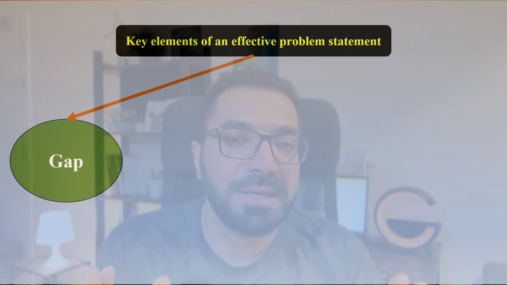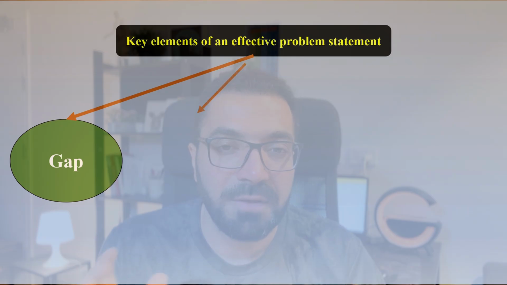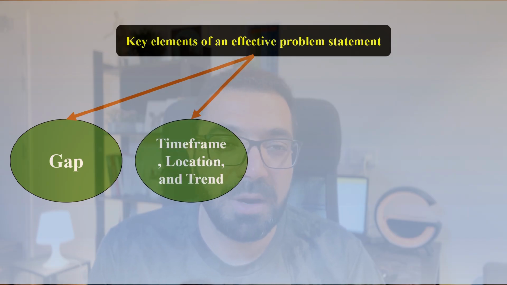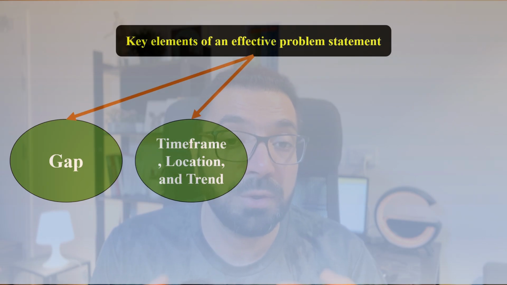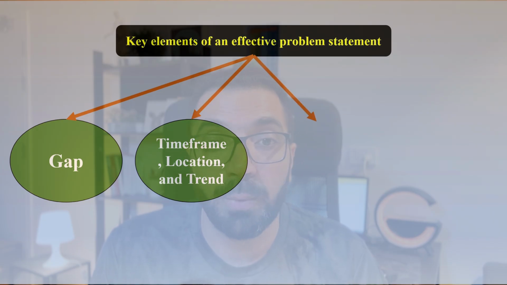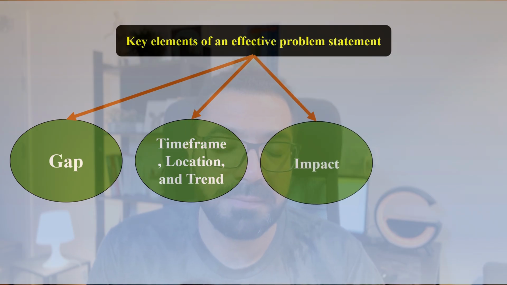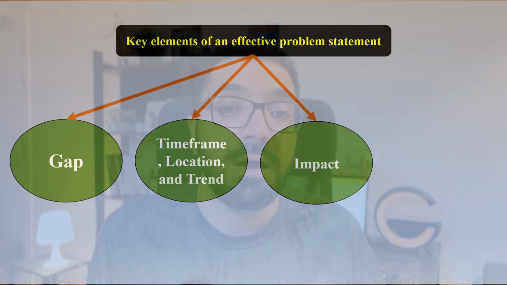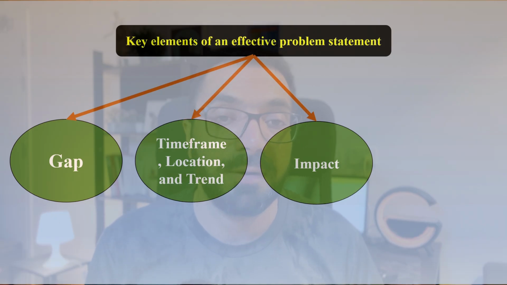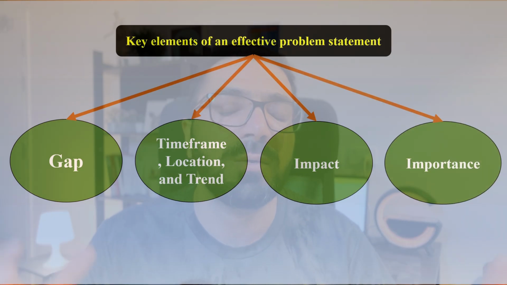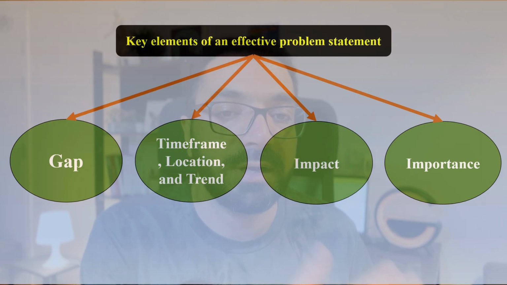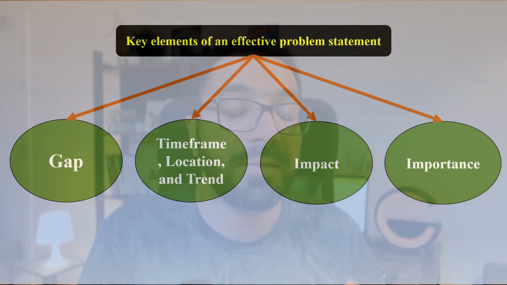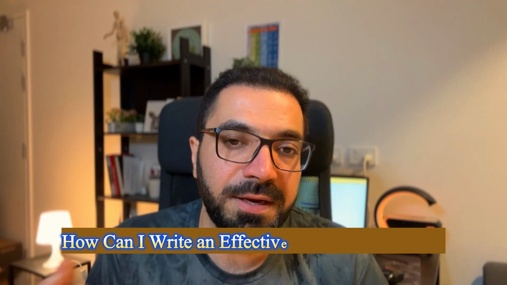Clearly identify the gap or pain point that exists today. Time frame, location, and trend. Describe when and where the problem was first noticed and any trend associated with it. Impact. Quantify the gap in terms of cost, time, quality, environmental factors, personal impacts, etc. Importance. Explain why solving this problem matters, whether to the organization, the individual, or another stakeholder, to emphasize the urgency of the issue. Alright guys, so the next question would be, how can I write an effective problem statement?